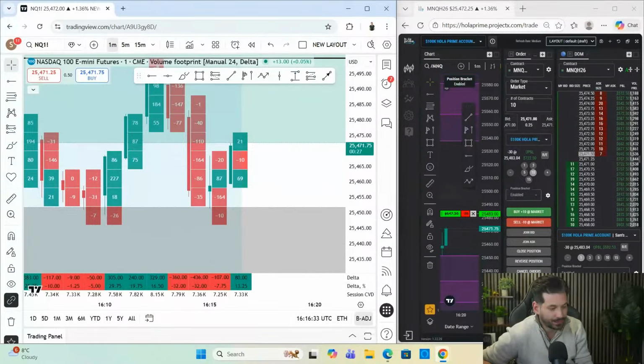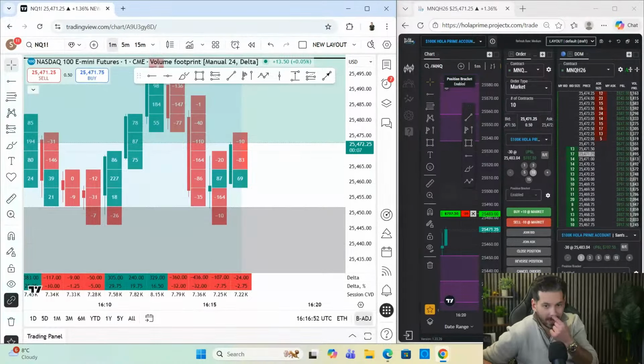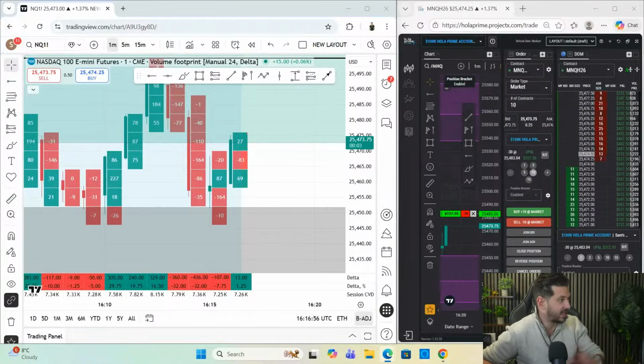Come on. I don't want it to go back to my entry because that's slightly annoying. All right, I'm going to go to break even. If it gets to my entry, it gets me out at break even. I can re-enter if I see it again, but I'm not risking potential.